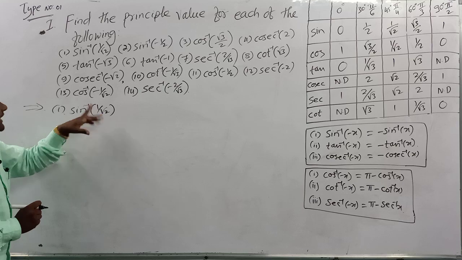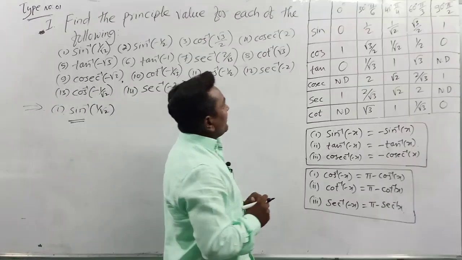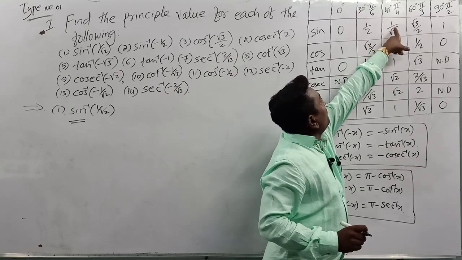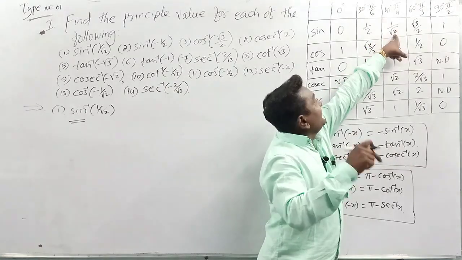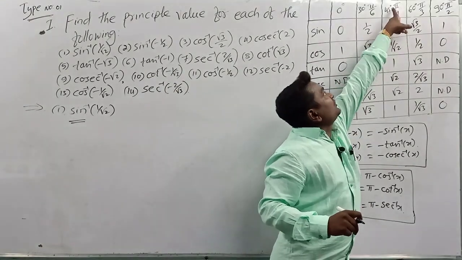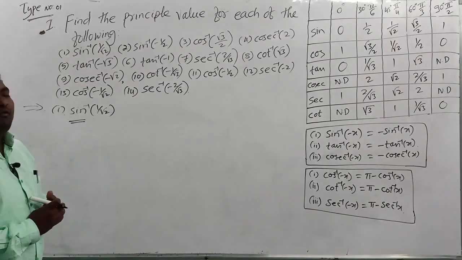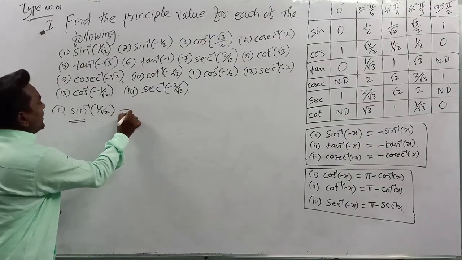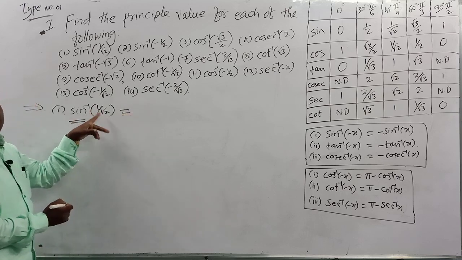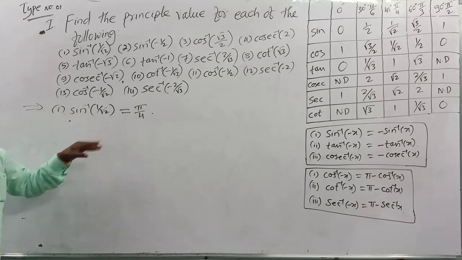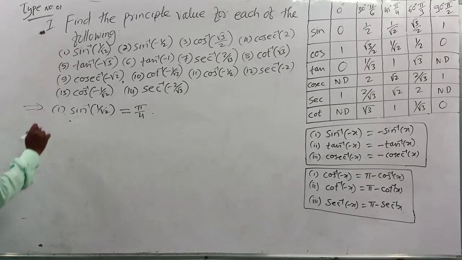Now same case, sin inverse 1 by root 2 is there. See the trigonometric table: sin inverse 1 by root 2 is equal to how many degrees? Pi by 4. Pi by 4 means 45 degree. So directly you have to write sin inverse 1 by root 2 is equal to pi by 4. Enough.